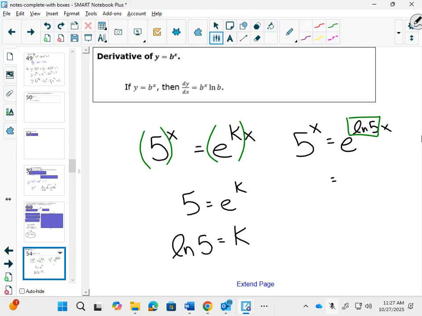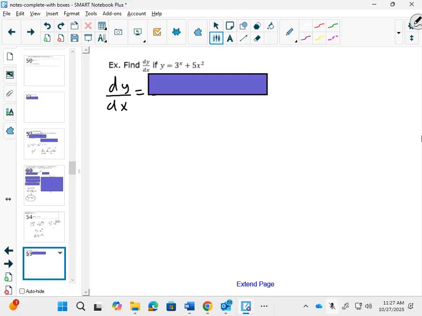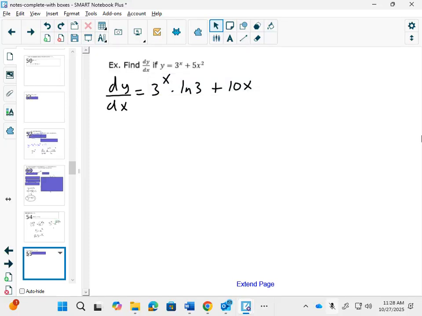If you have any power other than e, it also stays the same, but you have to also multiply it by the natural log of that. So when we look at an example here, 3 to the x plus 5x squared. The derivative of 3 to the x will be 3 to the x times the natural log of 3. And then this one is 10x, because you bring the 2 out in front, subtract 1 from the exponent. So again, once you know the shortcut, then your life becomes a lot easier.